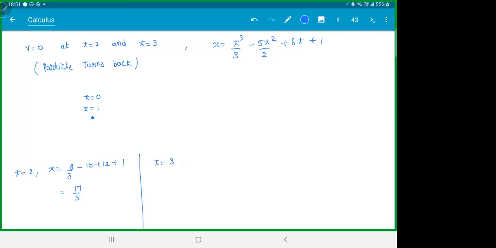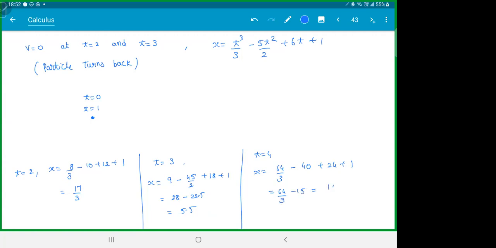At t is equal to 3, where are you? So this calculation now: 3 cubed by 3, that is 9, minus 45 by 2, plus 18, plus 1. That is 28 minus 22.5, that's 5.5. At t is equal to 4, where are you? You literally have to calculate for each one. That is 4 cubed by 3, 64 by 3, minus 40 plus 24 plus 1. I hope I'm right. That would be 64 by 3 minus 15, so 19 by 3.